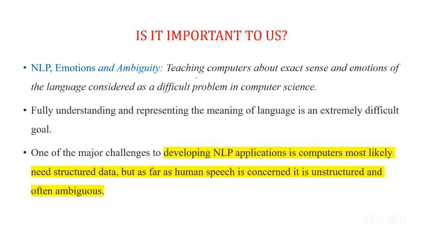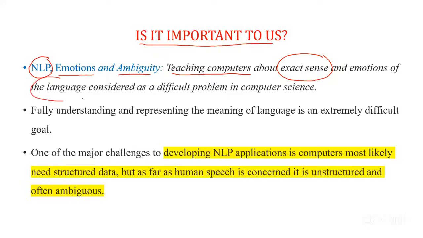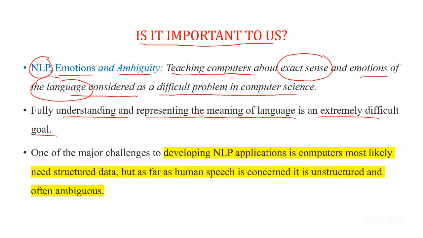Now, why is it important to us? NLP means you have text, emotions, and ambiguity. We are teaching computers the exact sense and emotions of the language. Every person can speak with their own emotions, but how can machines understand the emotions and the language? Actually, it is a difficult problem for computer science. Fully understanding and representing the meaning of languages is an extremely difficult goal of NLP.